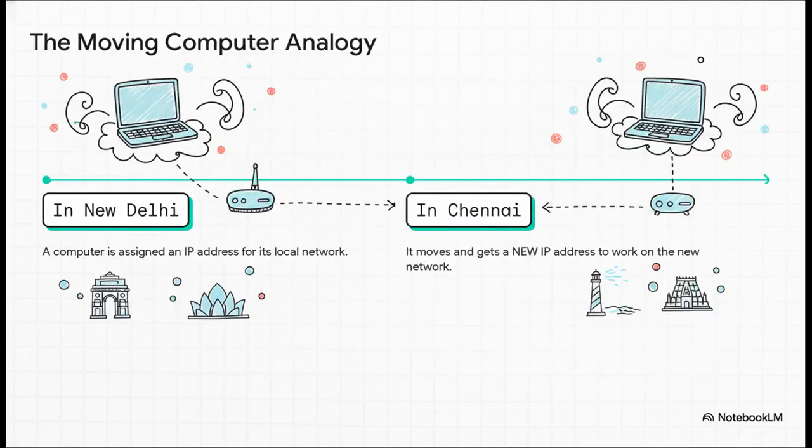Let's say your laptop is at home connected to your network in New Delhi. It gets a specific IP address that works there. But then you pack it up, head to a coffee shop in Chennai, and connect to their Wi-Fi. Your laptop needs a brand new IP address to work on that network. The computer is the same, but its address changes based on its location. That's what makes it logical.